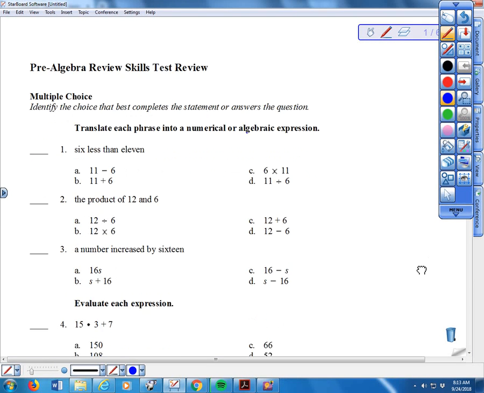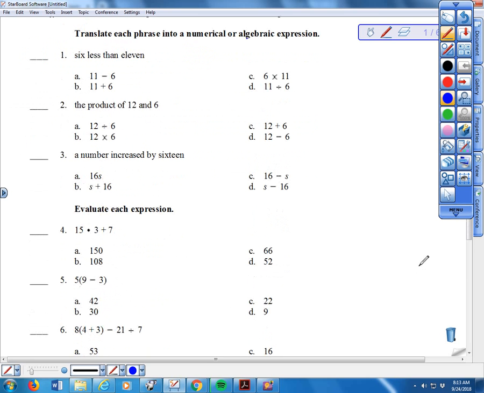Okay, so number one, if I asked you to write the expression for 6 less than 11, how would I write it? 11 minus 6. This is 6 less than 11. So that one is A.